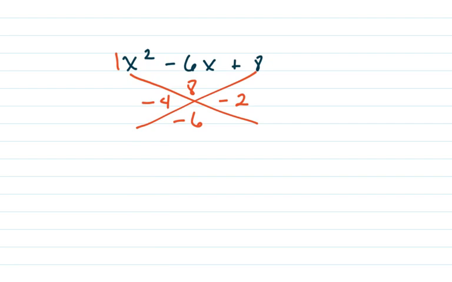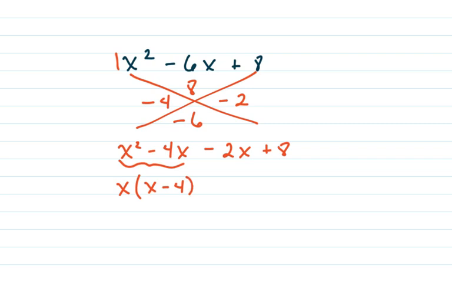Again, it doesn't matter where you put these, as long as you have a negative 4 and a negative 2. You could put negative 2 first and then negative 4. And the only thing that could happen is that your answer might be in reverse of the answer key. So now I'm going to bring down my 1x squared minus 4x minus 2x plus 8. And I'm factoring by grouping. I notice that these terms have an x in common. When I factor out the x, I'm left with x minus 4.